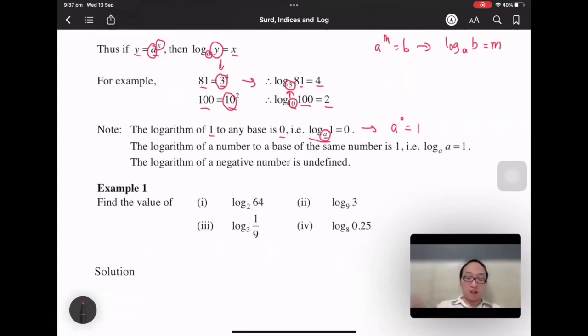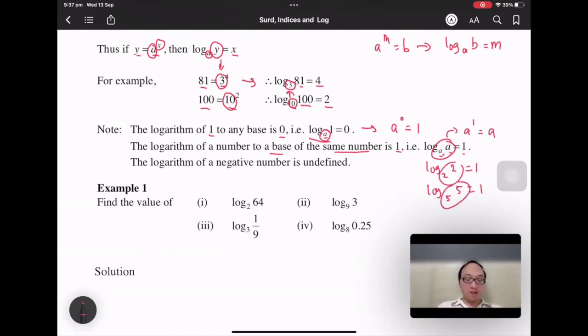The logarithm of a number to the base of the same number is 1. So log to the base a of a equals 1. Because using the definition again, the inverse function means a to the power of 1 equals a. So anything that has the same number will equal 1. For example, log base 2 of 2 is also 1. Log base 5 of 5 is also 1, as long as they are the same.